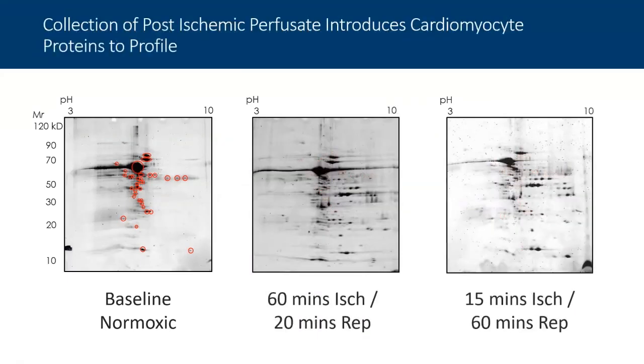If we change it up and have a look at what our hearts secrete in response to 60 minutes of ischemia or 15 minutes of ischemia, you'll see that this same profile, while it's largely there, is starting to be complemented with proteins that are being secreted from the heart. It really changes the protein profile. And we know that these proteins are only being secreted in response to that ischemic insult because we didn't see them with our normoxic treatment.